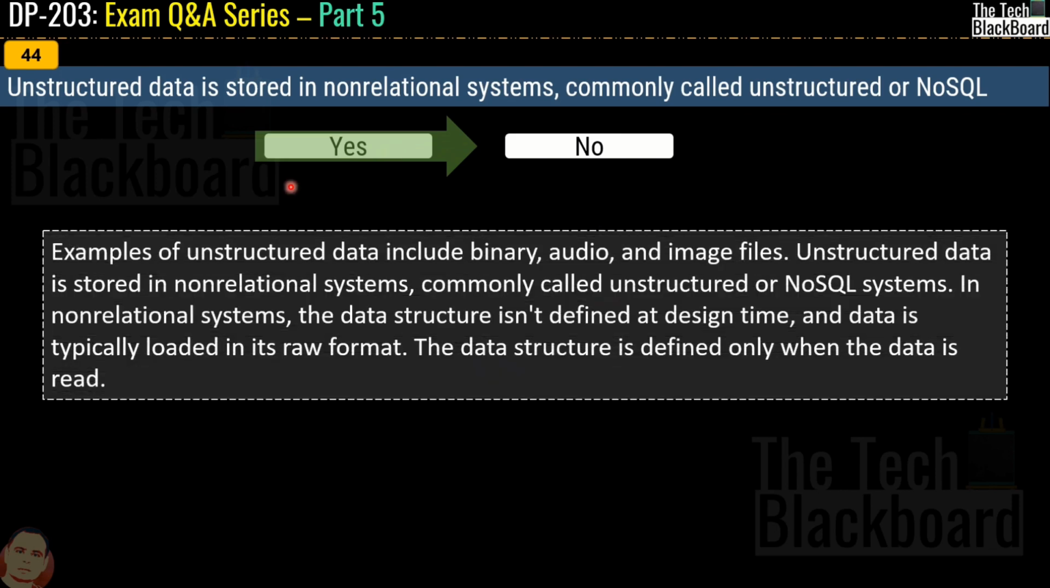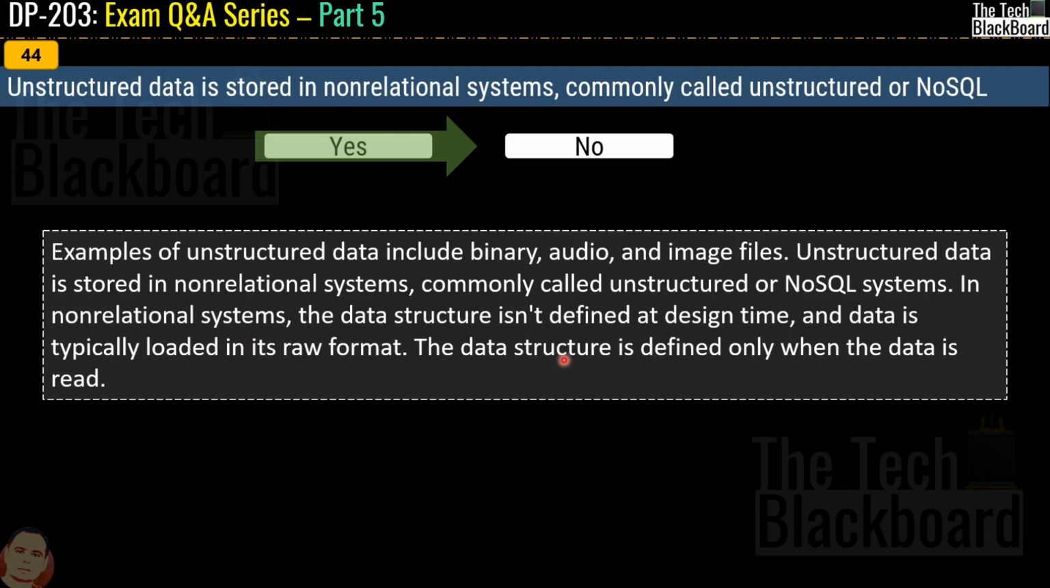Now looking at the unstructured data, the examples of unstructured data include binary, audio and image files. Unstructured data is stored in non-relational systems, commonly called unstructured or NoSQL systems. In non-relational systems, the data structure is not defined at the design time and the data typically is loaded in a raw format. The data structure is defined only when the data is read.